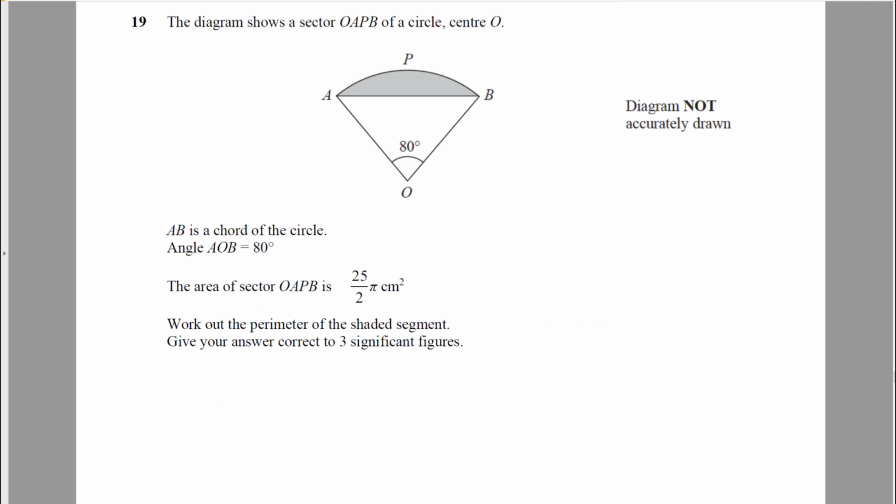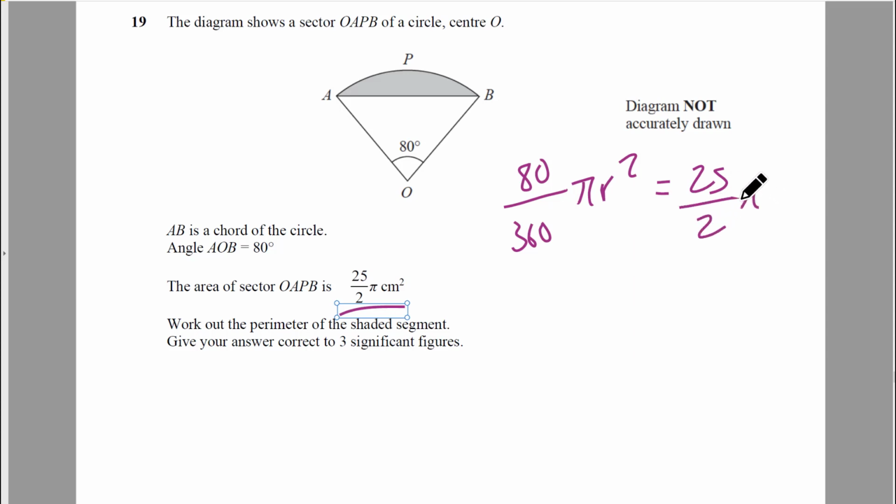Question 19. You've got a chord, area of sector is this. Work out the perimeter of the shaded segment. Oh, lots of thinking skills here. Right, well, first thing is area of sector is going to be 80/360 times pi r squared, and we know that equals 25/2 pi. So we're going to use this to find the radius, because we're going to need the radius, right?